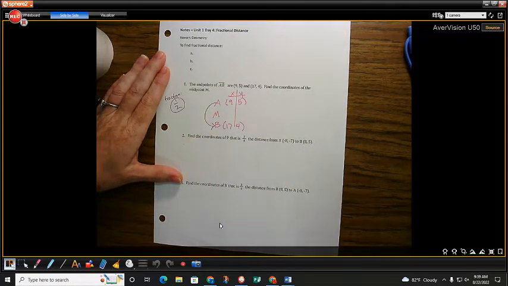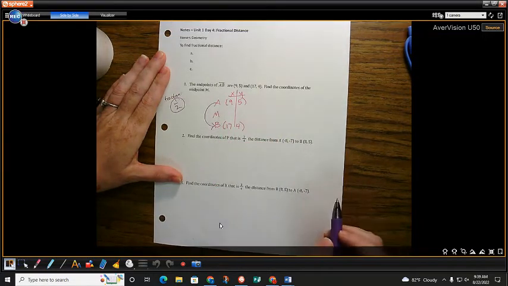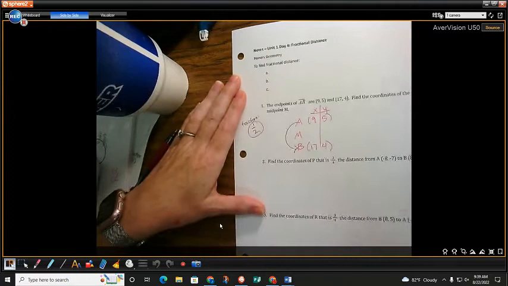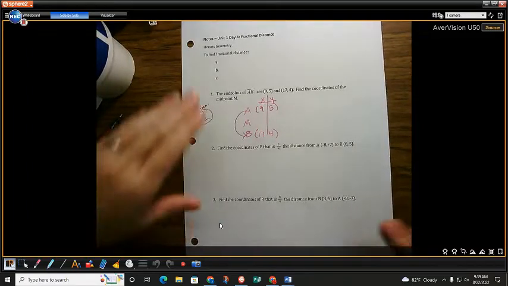How would you find that? How would I find the distance from A to B? I'd subtract them. What is 17 minus 9? 8. Well, sorry.